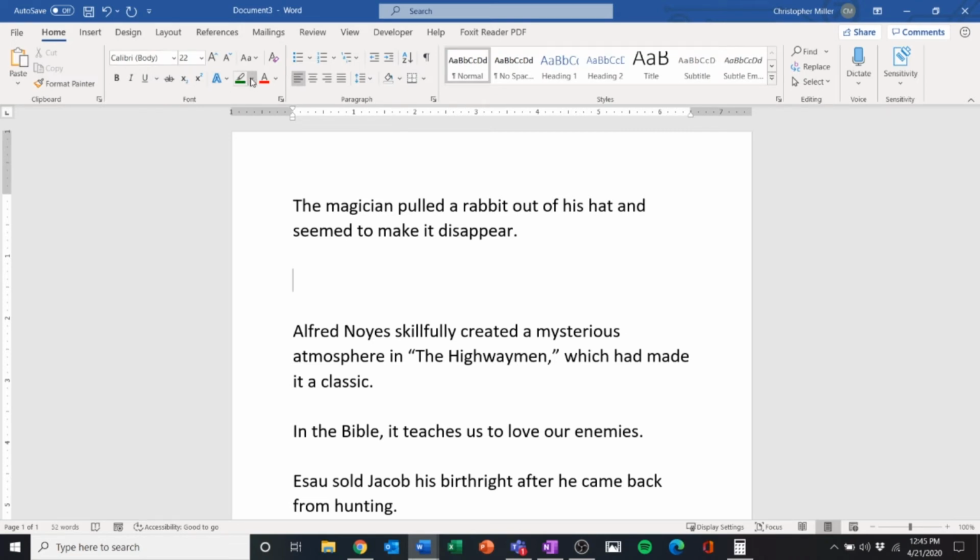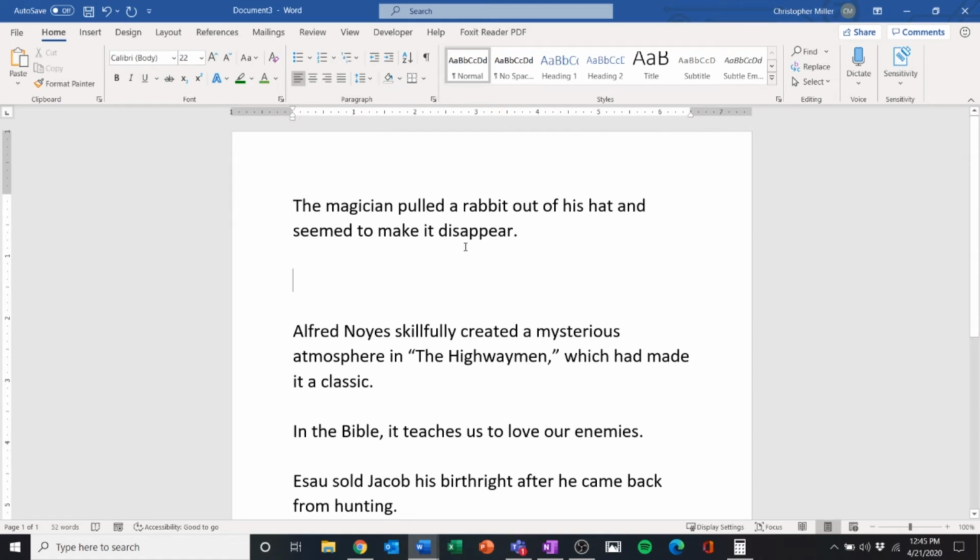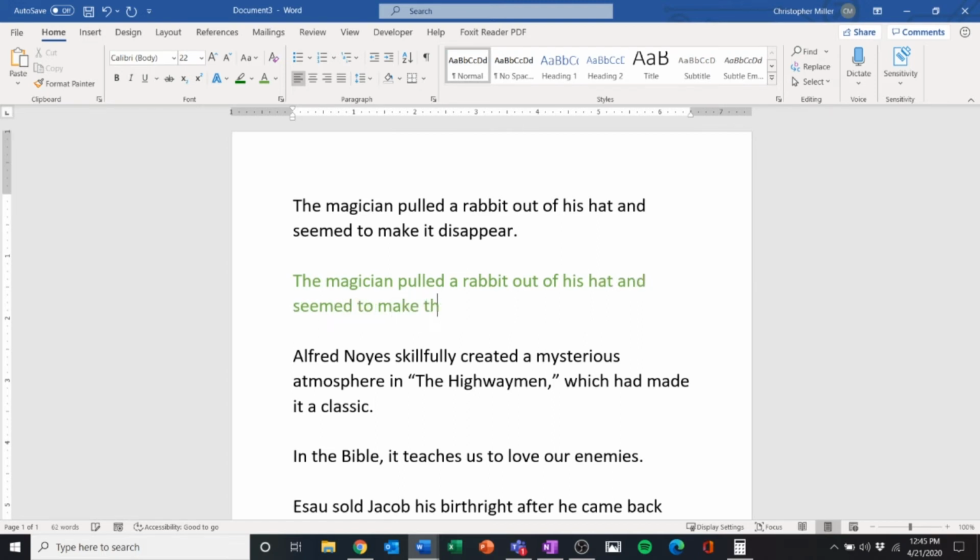I'm going to change my pen color here to green. The magician pulled a rabbit out of his hat and seemed to make the rabbit disappear. Boom. Okay, that's what you should be copying down there in exercise A on page 187, number 1. Okay, let's go on to exercise B.